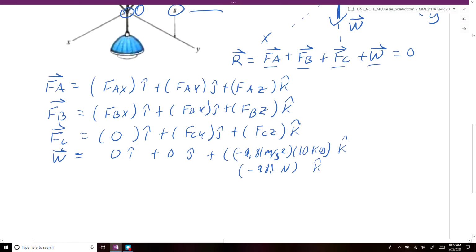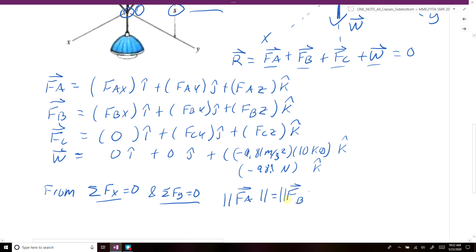You could prove this using the fact that the sum of the forces in the x direction is 0, and the sum of the forces in the y direction must be equal to 0 for equilibrium to exist. Because of those two assumptions, we can say that the magnitude of force A is equal to the magnitude of force B, which is equal to the magnitude of force C.